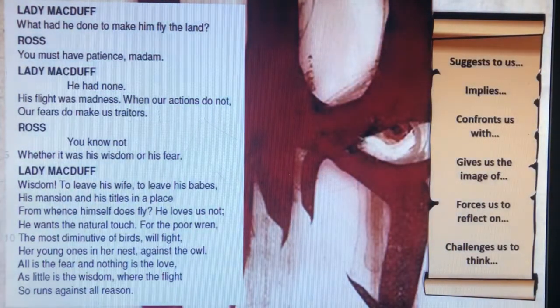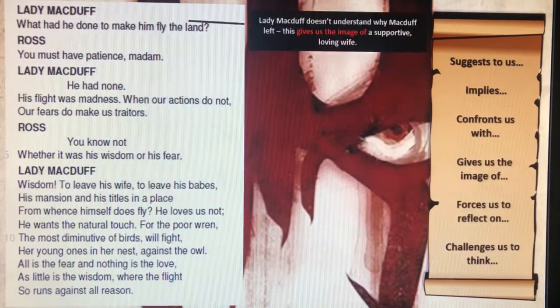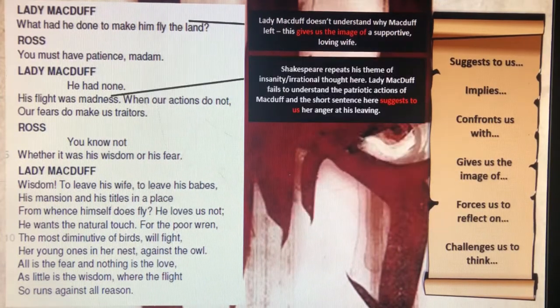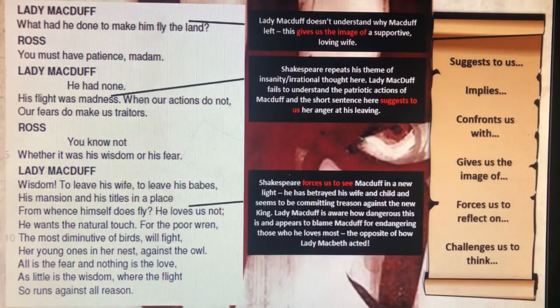A little scene then from this particular part of the play. Lady Macduff doesn't understand why Macduff left. This gives us the image of a supporting, loving wife. Shakespeare repeats his theme of insanity and irrational thought here. Lady Macduff fails to understand the patriotic actions of her husband, Macduff, and the short sentence here suggests to us her anger at his leaving.